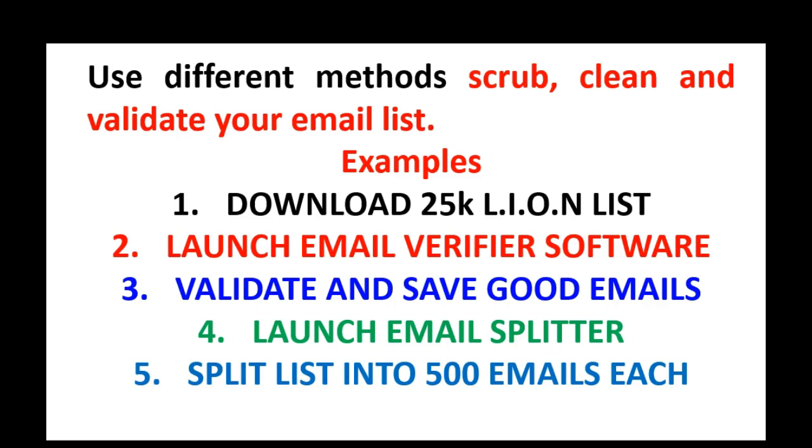So first, in this example, I will download the 25K Lion list. A Lion list is a list of people who describe themselves as open networkers on LinkedIn. We call them Lion. Each time you see somebody's profile summary and they put Lion, you know that these people are open to accepting any connections from anywhere, any person.